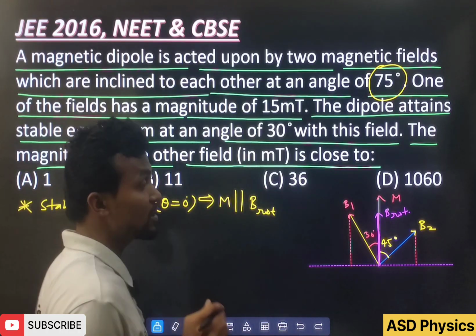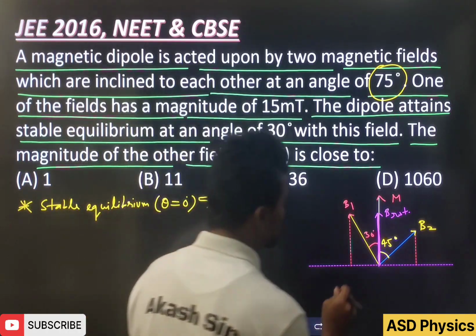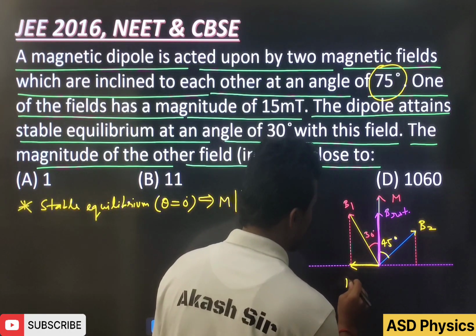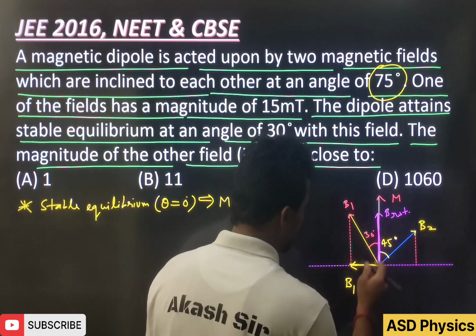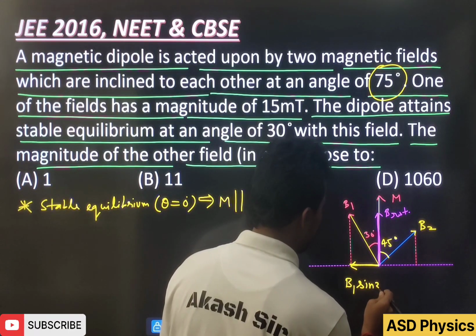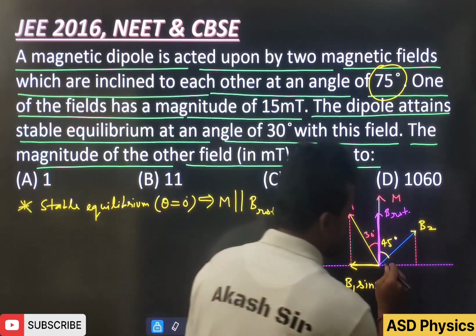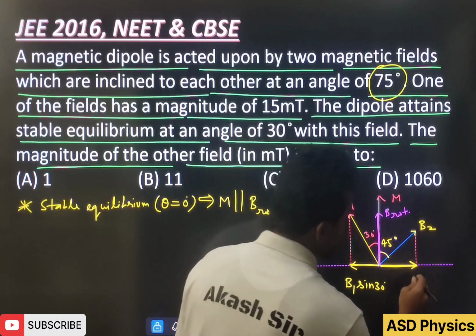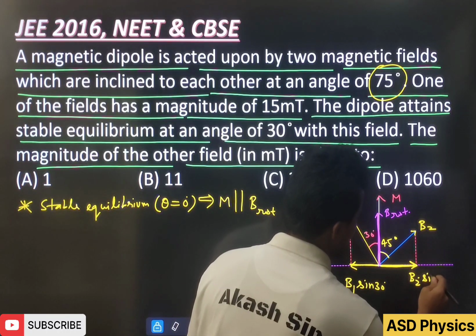Here the horizontal components should cancel out. That means if I write here, this side component will be what? Remember, B1, this side cos 30, this side sin 30. So B1 sin 30. This component will be B2 sin 45. A little bit of trigonometry is there.